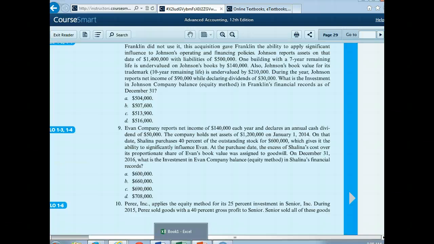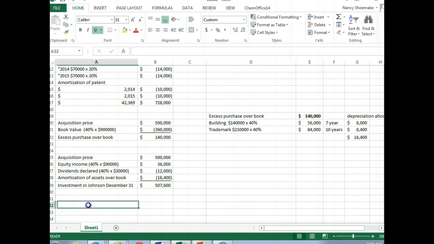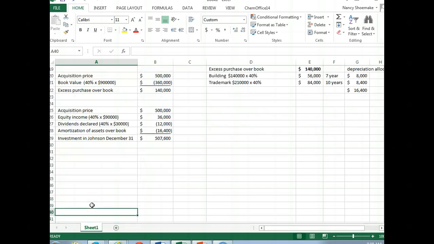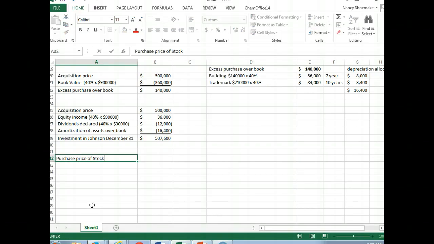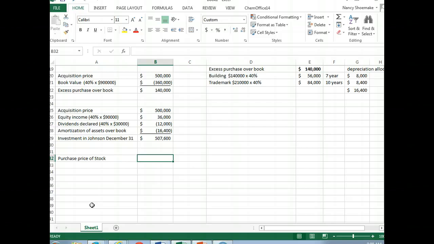Okay, so let's look at number 9 here. With number 9, they purchased it for $600,000. The net assets are $1.2 million. The subsidiary showed net income of $140,000 and dividends of $50,000, which we know we'll take 40% of. So, let's go down here. Now instead of the acquisition, I'm just going to show purchase price of stock. Okay? I should have done that a few back, but I didn't want to start changing names on you.